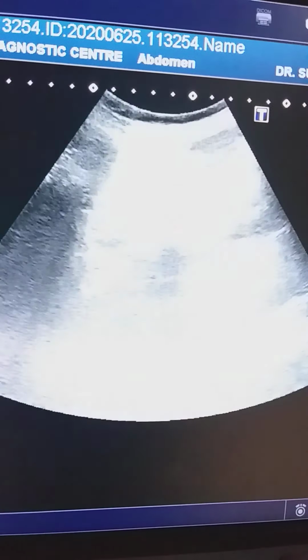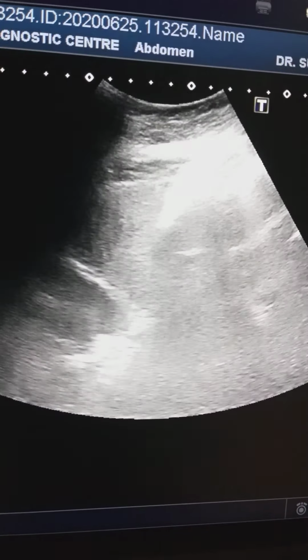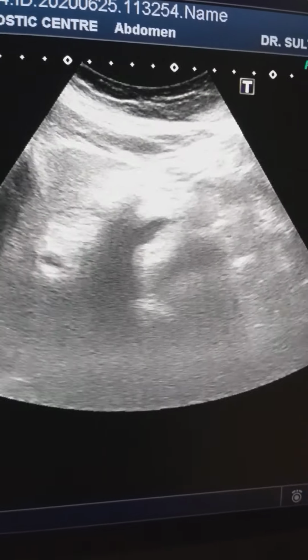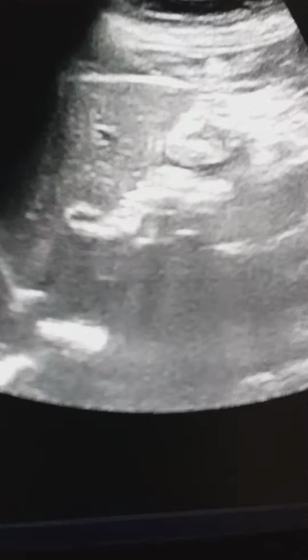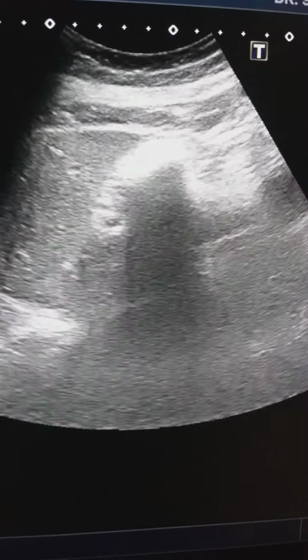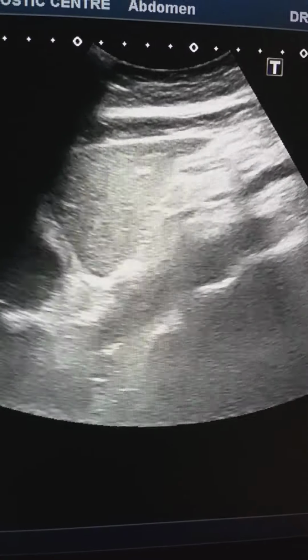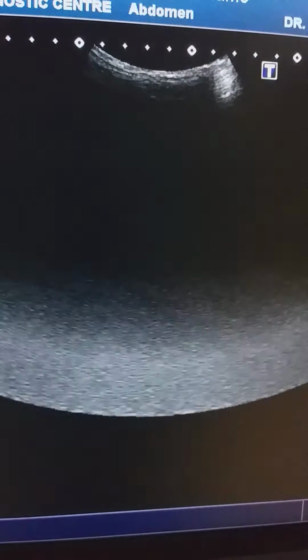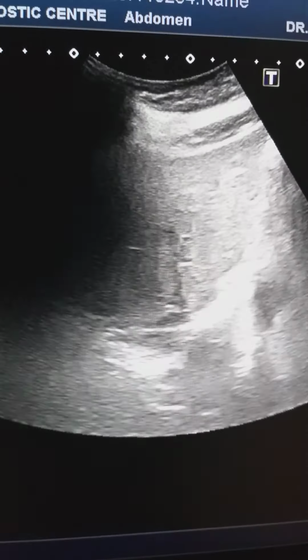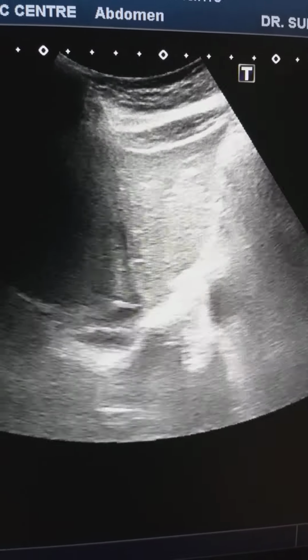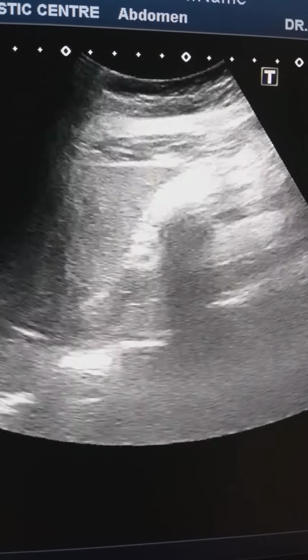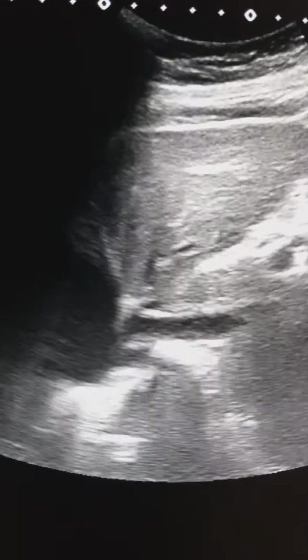Dear colleagues, this is the patient referred by the doctor to see the liver masses. The patient complains of pain abdomen. So this is the left lobe of the liver.